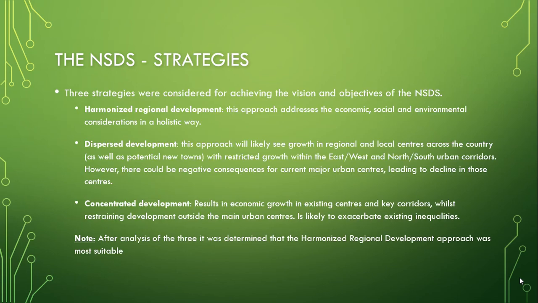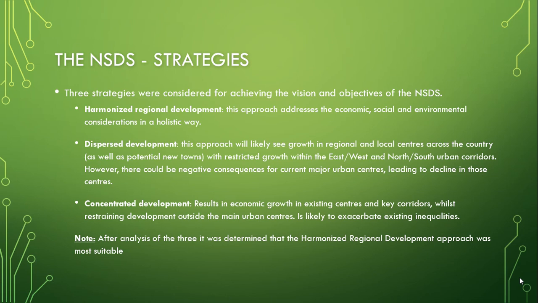The NSDS strategies. There are 3 strategies that were considered for achieving the vision and objectives of the NSDS. In other words, we've already identified a vision. The objectives have been broken down in order to identify the way forward in achieving the vision. So now you have strategies. Strategies would be like methodologies. How are we going to achieve the vision and objectives? So 3 strategies were identified.